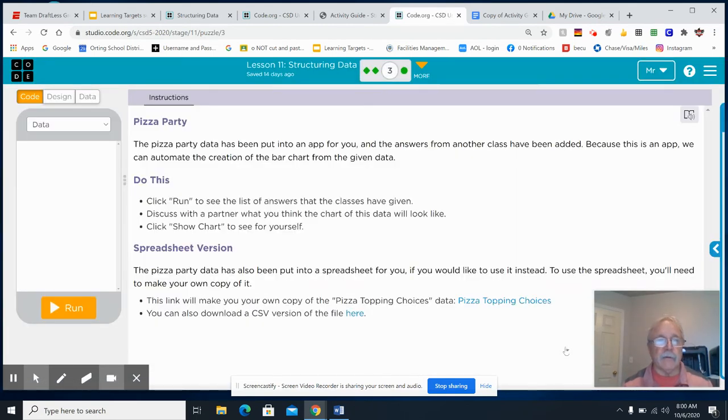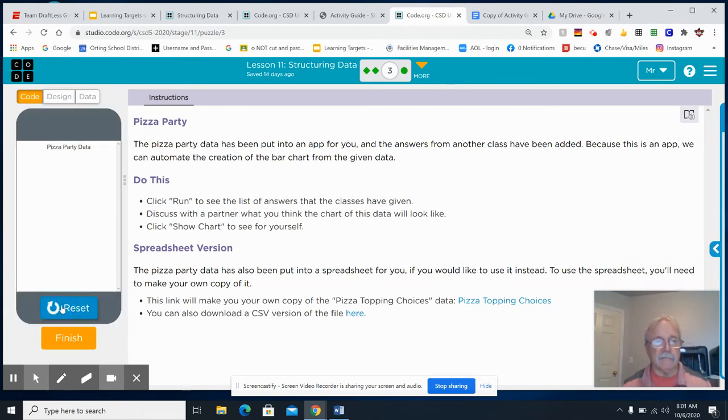Okay, so for the next one, the pizza party. The pizza party data has been put into an app for you, and the answers from another class have been added. Because this is an app, we can automate the creation of the bar chart from the given data. So I want you to do this. Click Run to show the list of answers in the classes given. Okay, so we'll click and run.